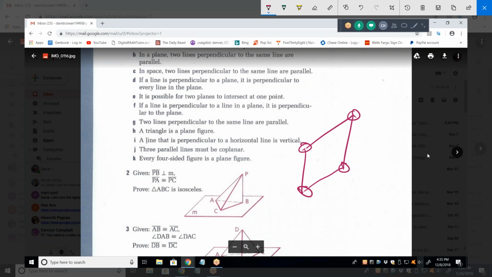And what's the question? I can't see the whole thing. What's number 4 say? Number 4, how many planes are determined by a set of 4 non-coplanar points if no 3 points are collinear? I think that's just 4. How many planes?